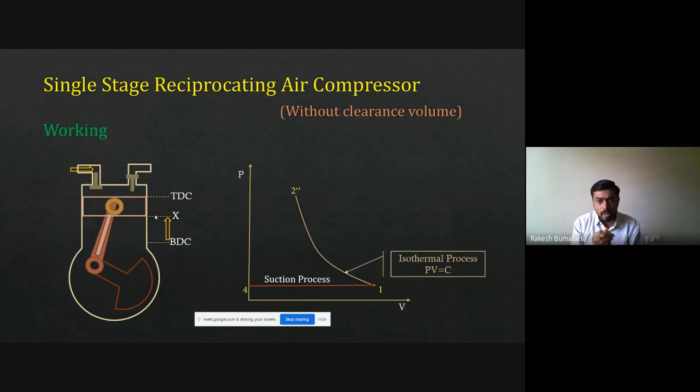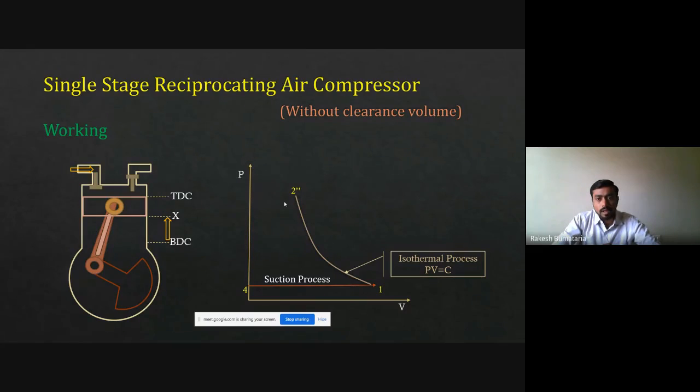So this one is our compression process. What happened? Volume will decrease, pressure will increase. So pressure is getting increased. So 1 to 2 is the compression process. Let's assume that this one is an isothermal process.